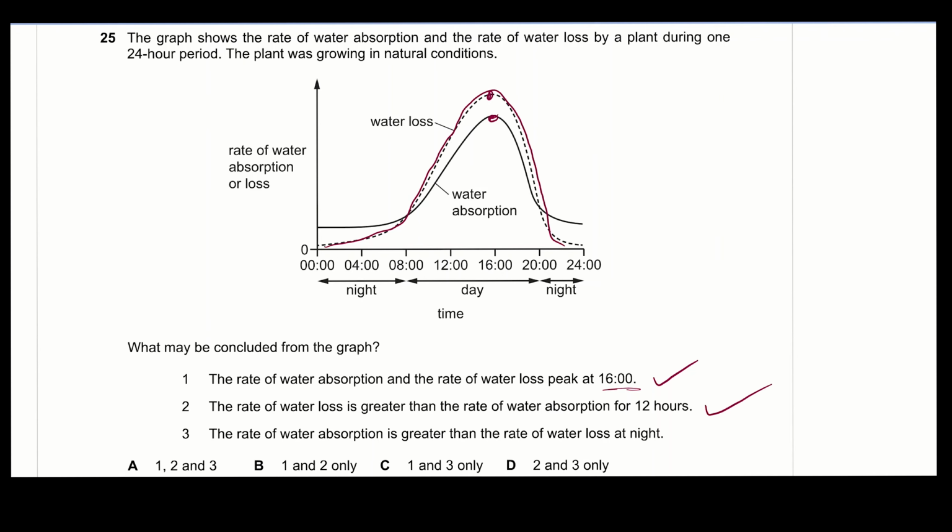3. The rate of water absorption is greater than the rate of water loss at night. Let's see at night. It's here and here. So as we see, the rate of water absorption, and it's this line, is greater at night. So this is correct. The answer is going to be A.